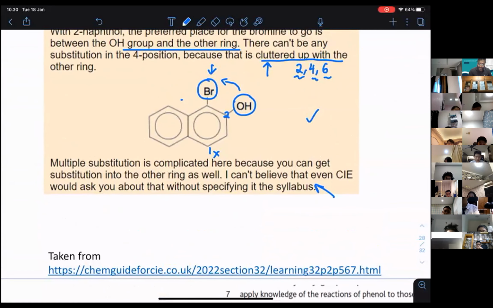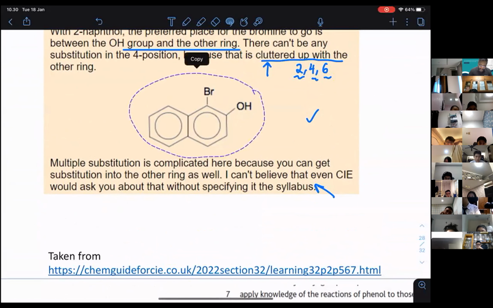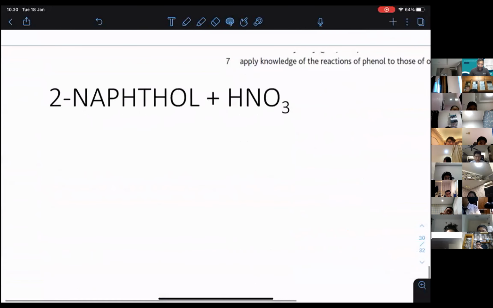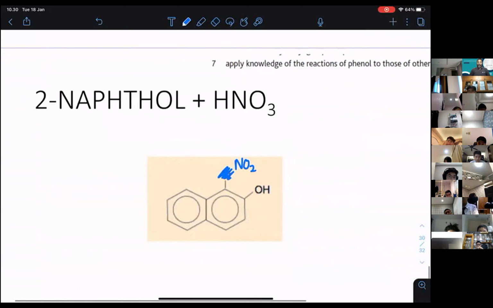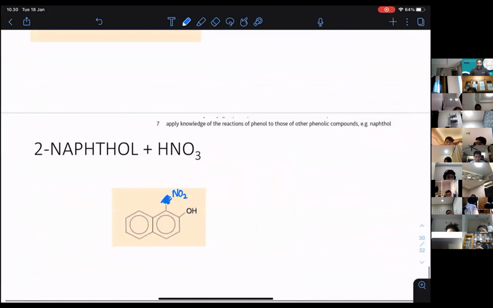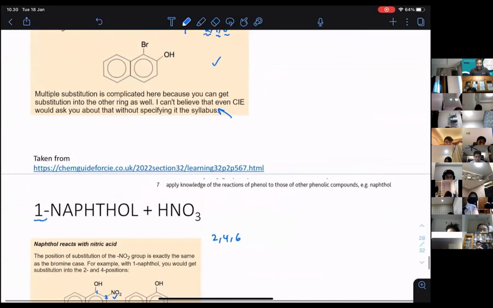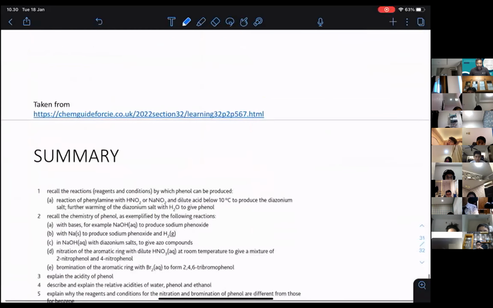If I erase this one and copy it and put it here, it's already 10:30. What we are going to expect is you can replace this Br and change it into NO2. They tend to come in between the OH and the other benzene ring. That is going to be additional. This one you cannot find in the textbook, so I included it over here. You just need to learn more on this part.